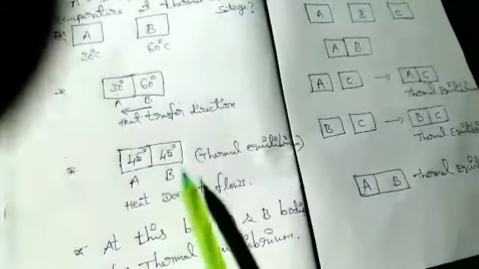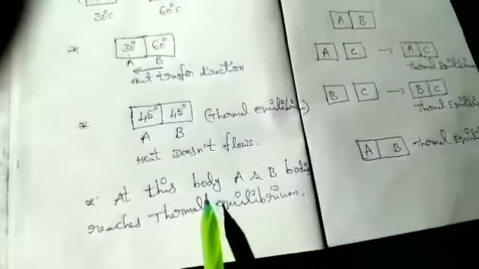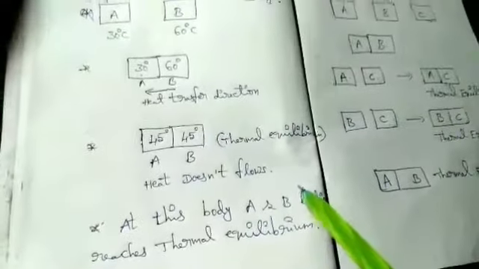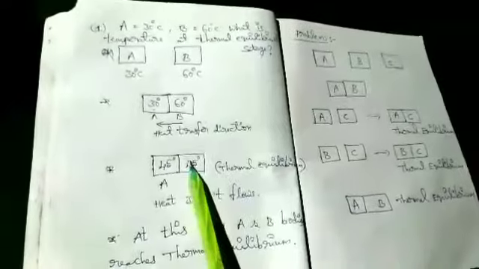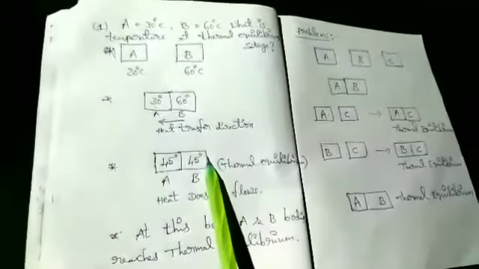Once they reach this 45 degrees centigrade temperature, after that heat transfer does not occur here, heat does not flow, heat does not transfer. So this is the thermal equilibrium situation. So at this stage bodies A and B reach the thermal equilibrium situation. So this type of problem will be given in our examination. So keep this type of problem in mind.